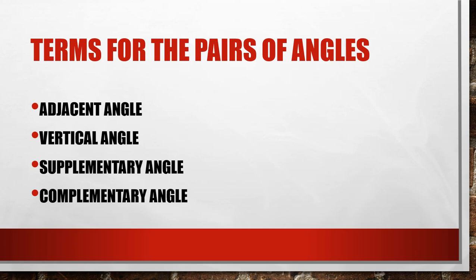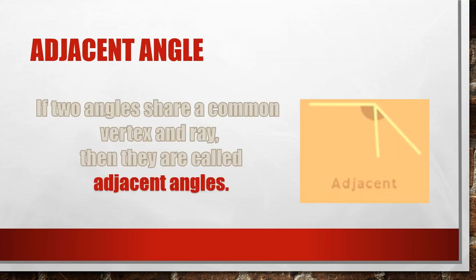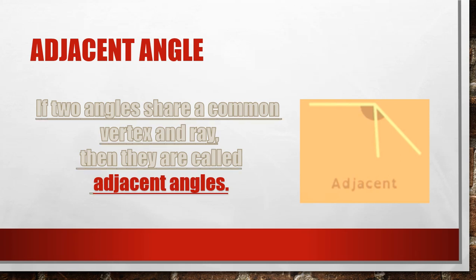These terms all describe a single angle, but there are also terms that describe pairs of angles. These are adjacent angle, vertical angle, supplementary angle, and complementary angle. Firstly, we will start with adjacent angle. If two angles share a common vertex and ray, then they are called adjacent angles.